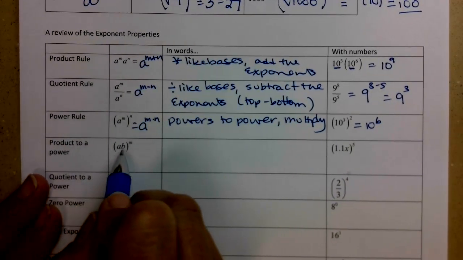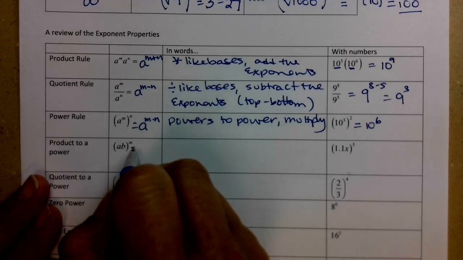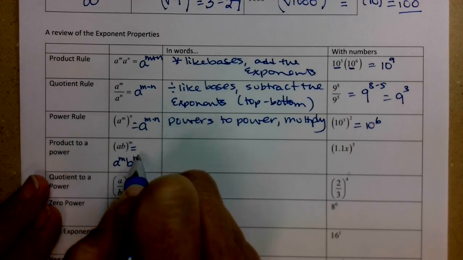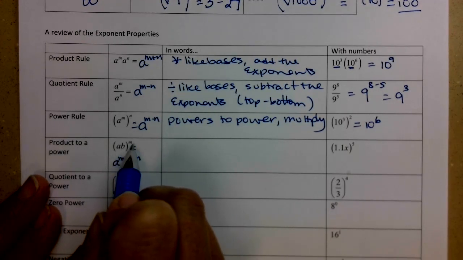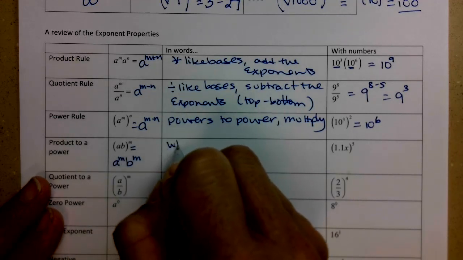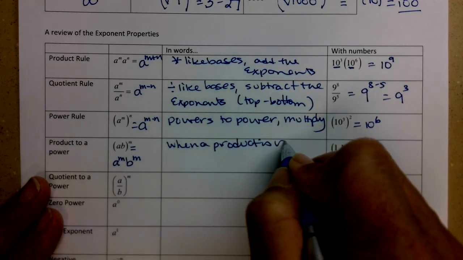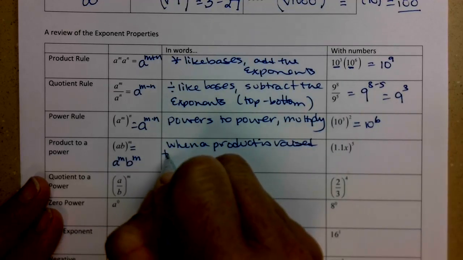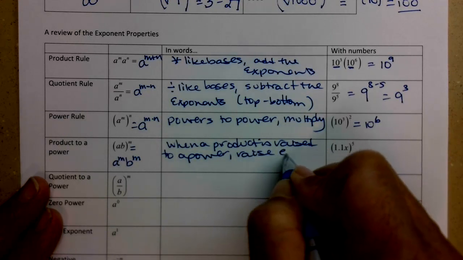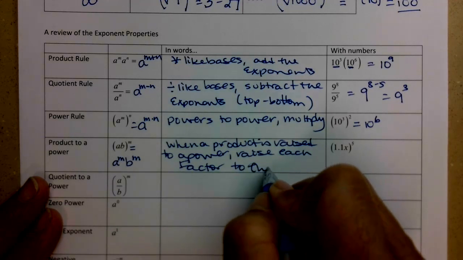Product to a power, so if I'm multiplying inside and that's raised to a power, then I can distribute that power to the different factors. So a times b raised to the mth power is a to the m times b to the m. So when a product is raised to a power, raise each factor to the power.